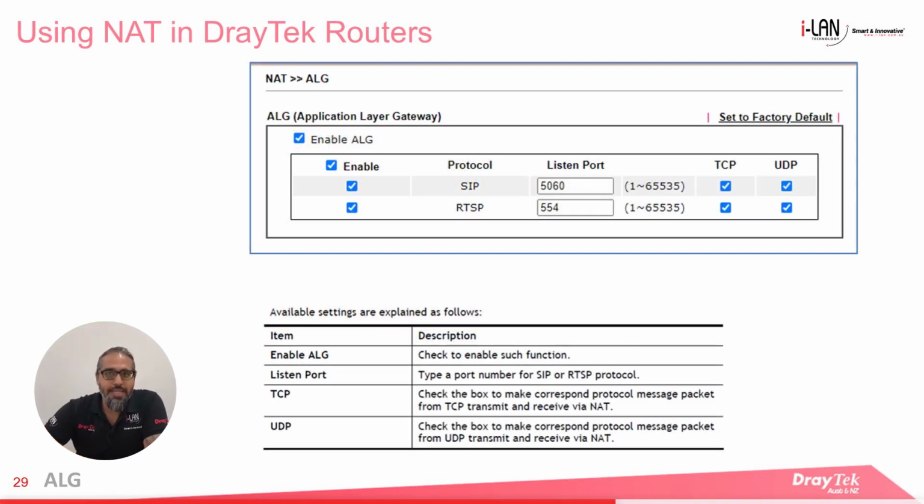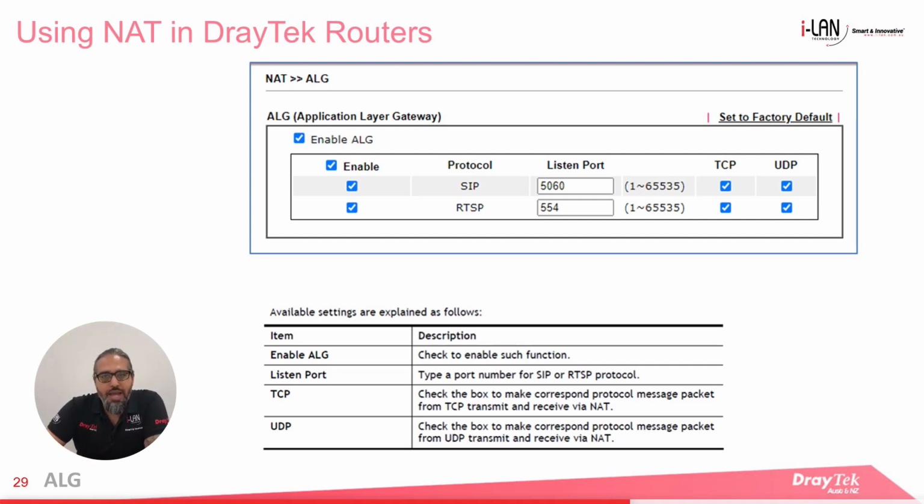Protocols like SIP, RTSP, and FTP will often fail when the service server is behind NAT. ALG is the solution to this problem. With ALG enabled, the router will replace the private IP with the public IP in the negotiation packet from the client and open dynamic TCP and UDP ports required for the connection.